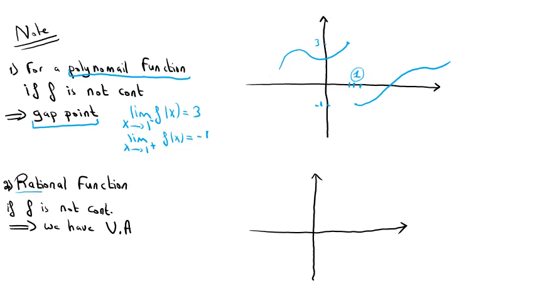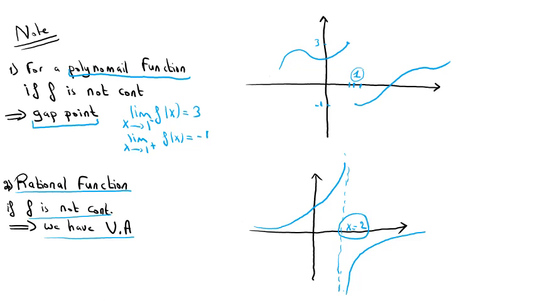And in case of a rational function, if f is not continuous, then we will have a vertical asymptote. For example, here we have x equal to 2. The function will be divided into two curves. For example, this is the first curve and this is the second curve. We can see that the function is continuous at any point except at x equal to 2, which here we have x equal to 2 is a vertical asymptote.